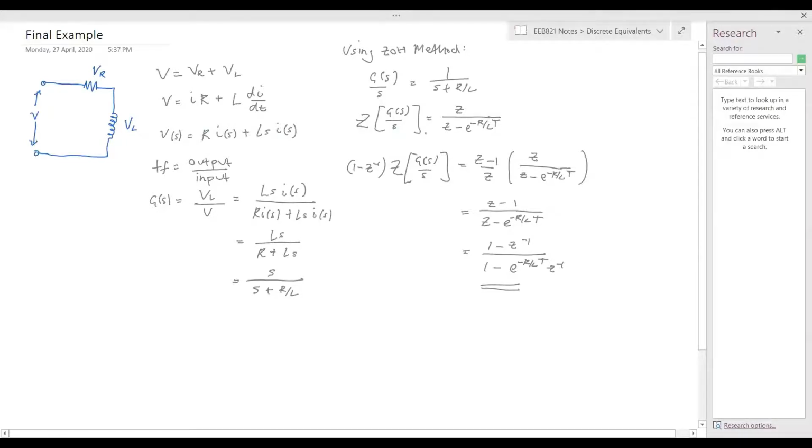Now we need to multiply this Z transform with 1 minus z to the power minus 1. If you convert this into z, by multiplying all the terms by z over z, this would be z minus 1 over z. Then multiply it with this equation, and you will get z minus 1 over z minus e to the power minus R over L times T, which, if you divide all the terms by z, is the same result that you get in your notes.